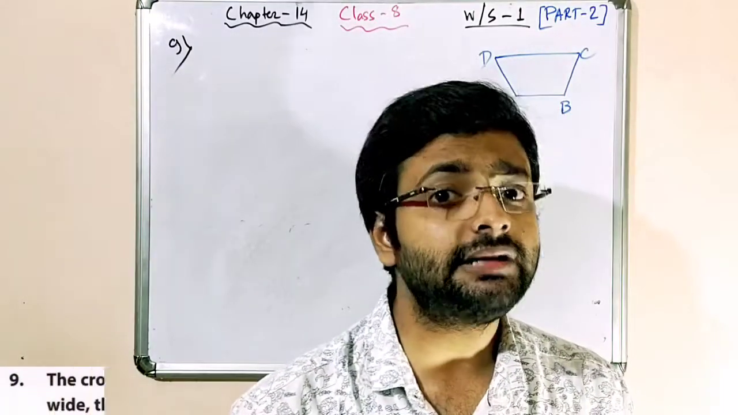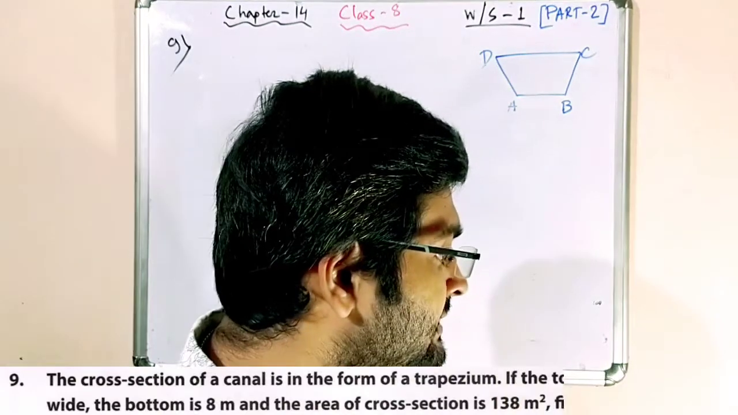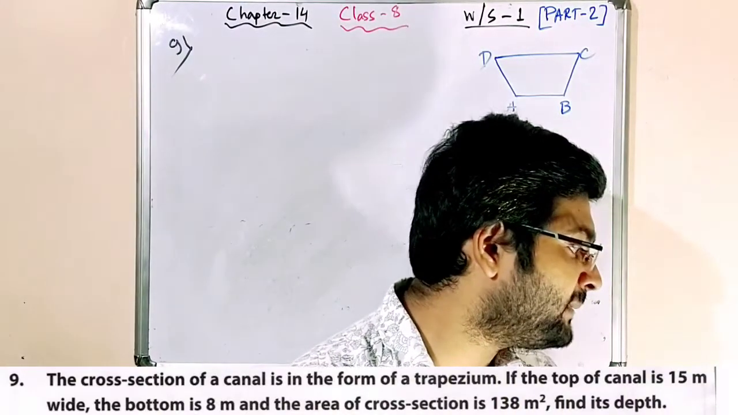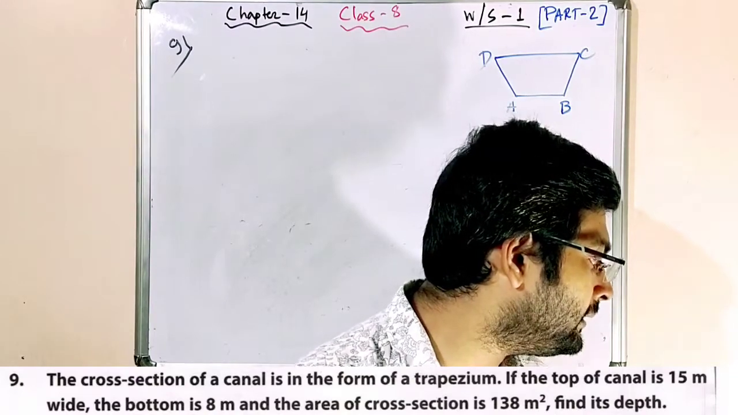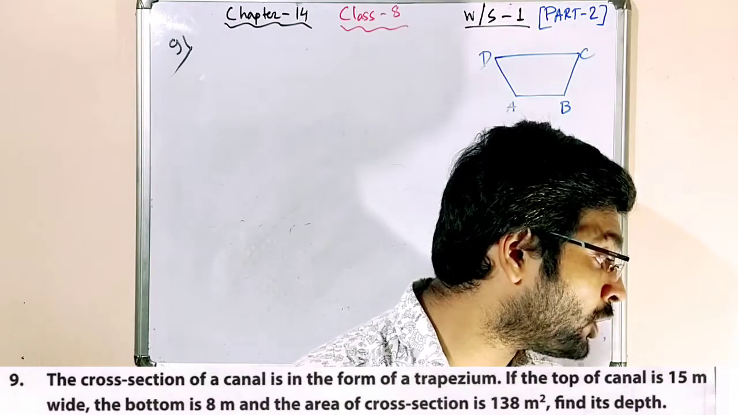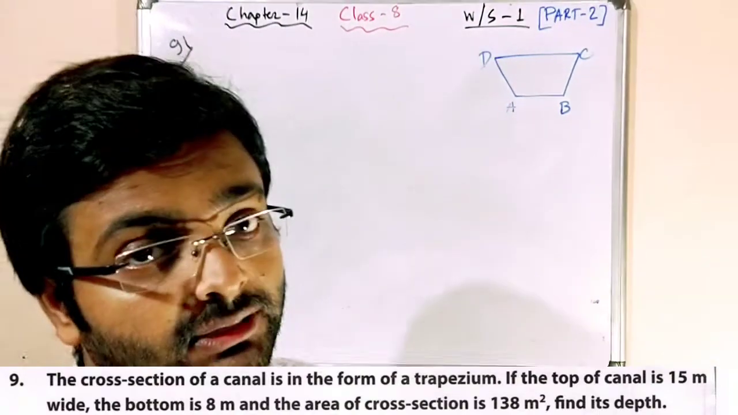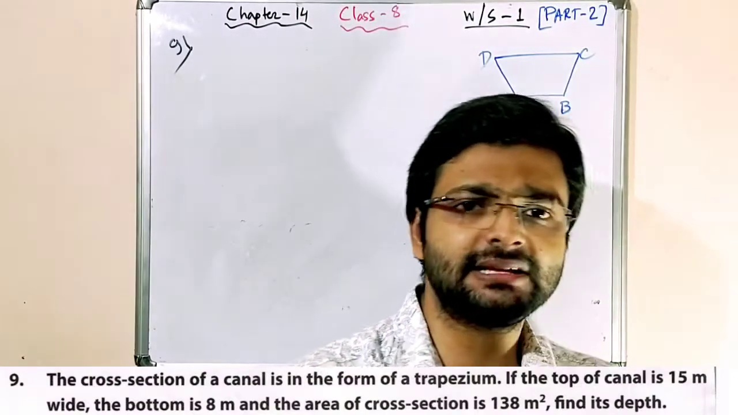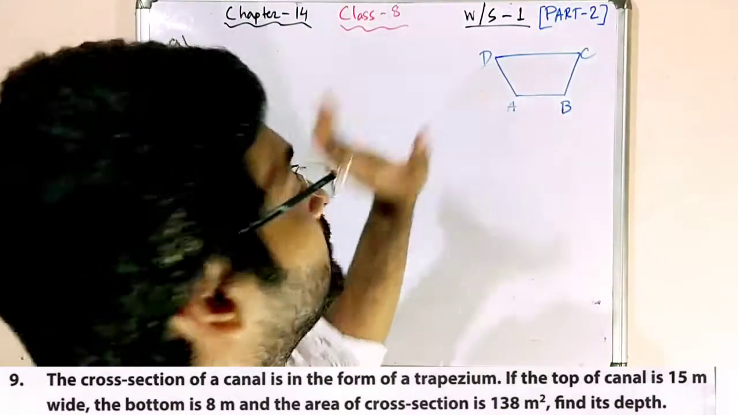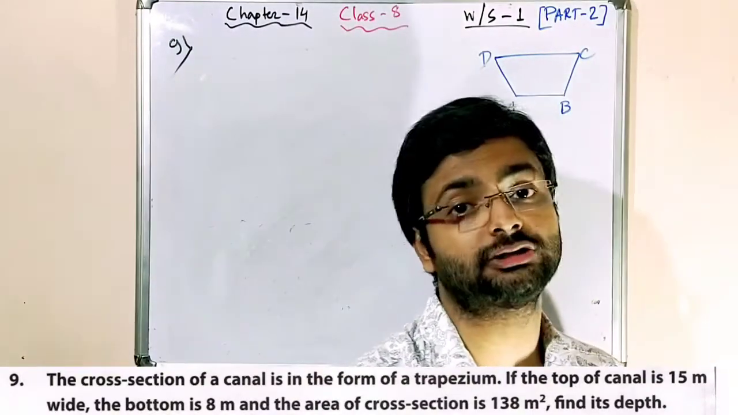Now question number 9. The cross section of a canal is in the form of a trapezium. If the top of the canal is 15 meter wide and the bottom is 8 meter, and the area of the cross section is 138 meter square, find the depth. Now cross section is a little bit different point. Actually you have to find the height of the trapezium, because the shape is trapezium, but you all have to know what is cross section.